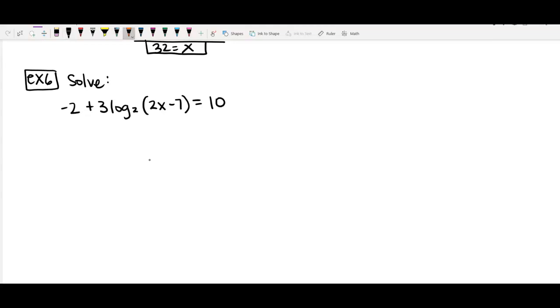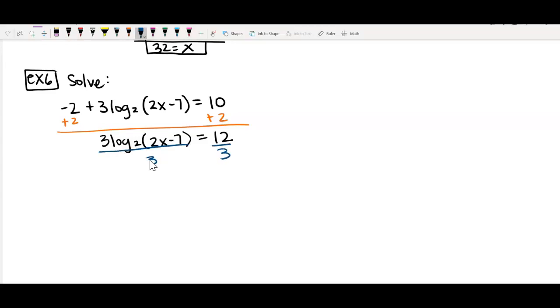All right, so I'm going to start off. Need to get rid of this subtracting 2, so I'm going to add 2 over. That's going to give me 3 log base 2 of 2x minus 7 equals 12. All right, then I need to divide both sides by 3, because again, I'm trying to get that log part by itself. It's not by itself yet. So I've got log base 2 of 2x minus 7 equals 4.